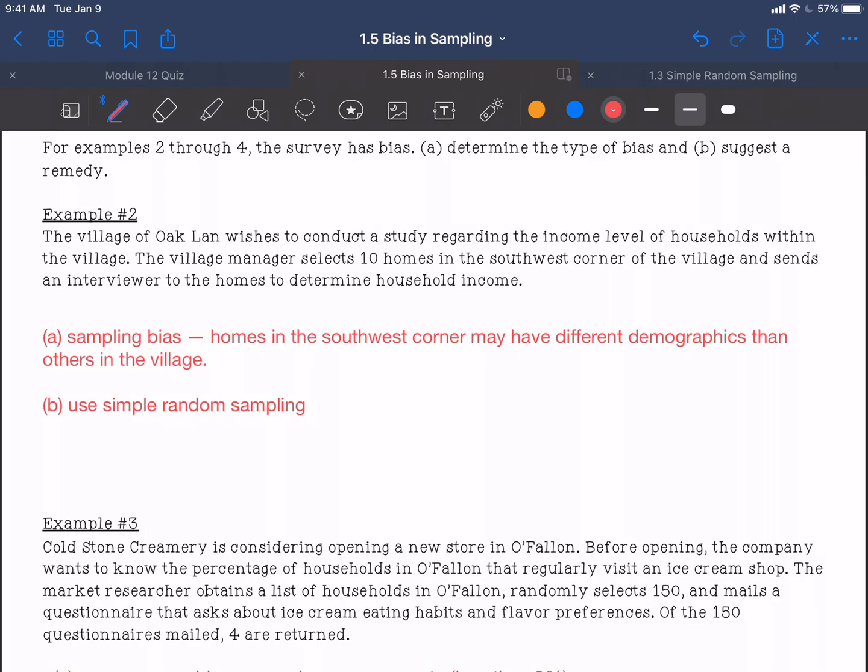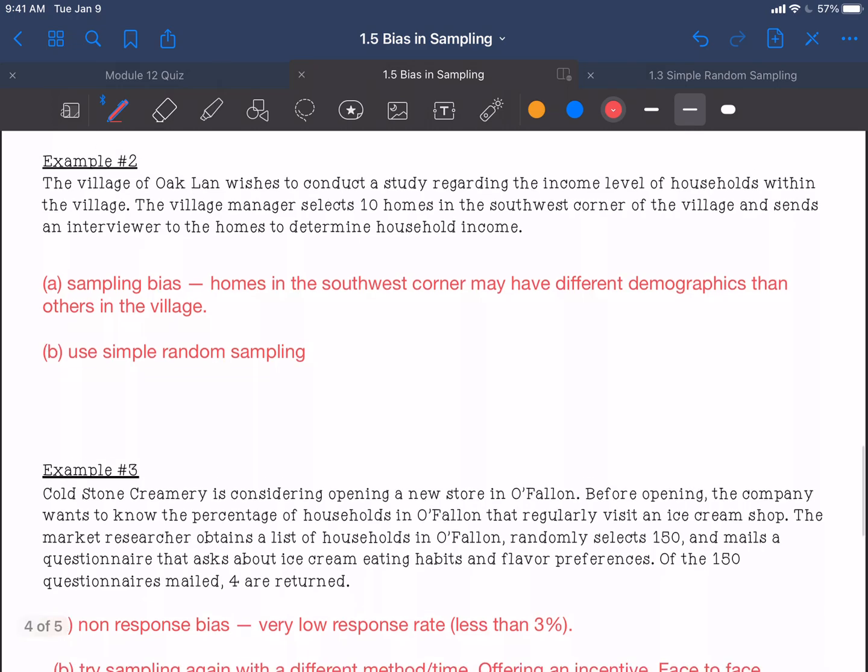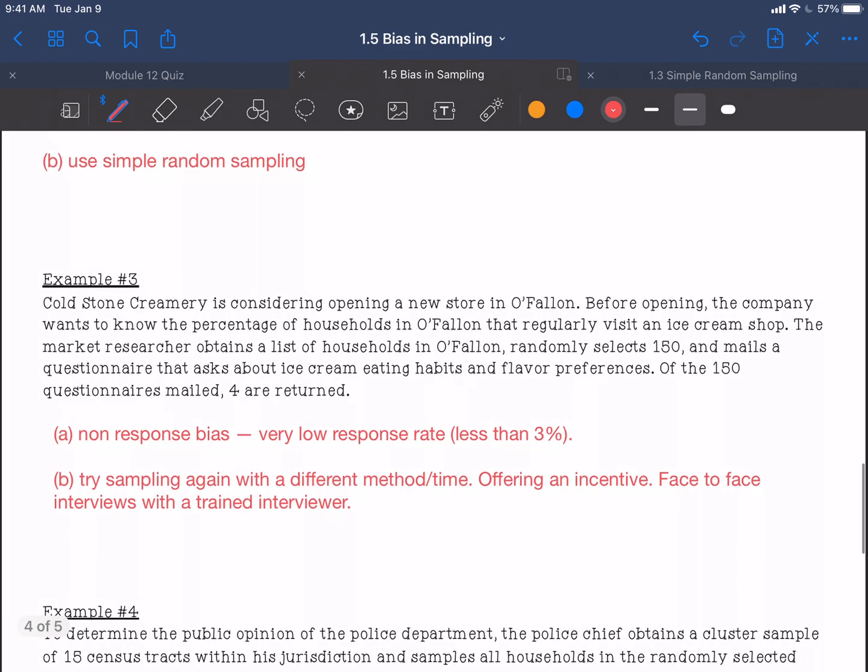Well, hopefully you can see that this would be a non-response bias, because that is a very low response rate. Only less than 3% of people responded. So to help fix that, you could try sampling again, maybe using a different method, potentially not mailing. I know we're really bad about mail. We let it stack up for a while before we start going through it.